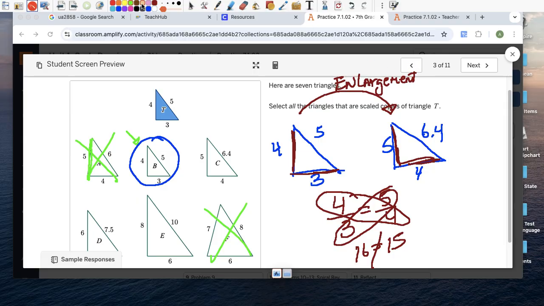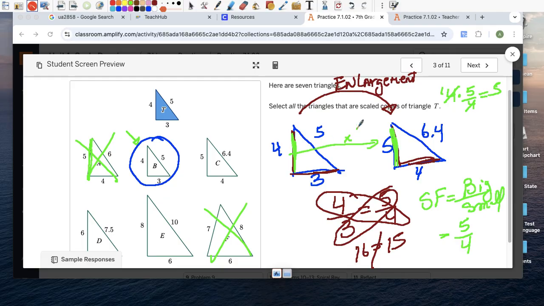Let's take one side here. Let's take this side here, right? And then the corresponding over here. So scale factor: it's an enlargement, so it's going to be big over small, right? The big number is 5, the small number is 4. So to go from 4 to 5, we multiply by 5 over 4. If you multiply 4 times 5 over 4, this simplifies to 1, and 1 times 5 is 5. So that works for that one. So 4 to go to 5, let's times 5 over 4.